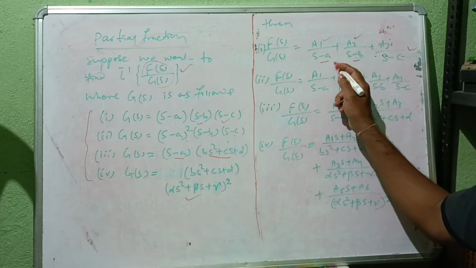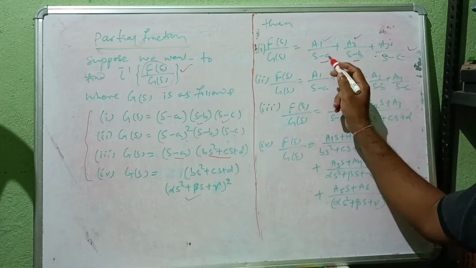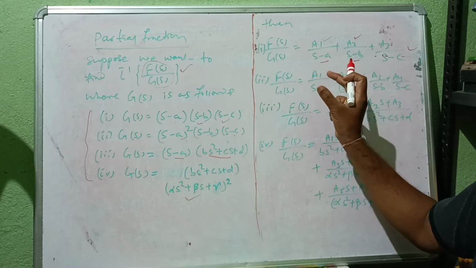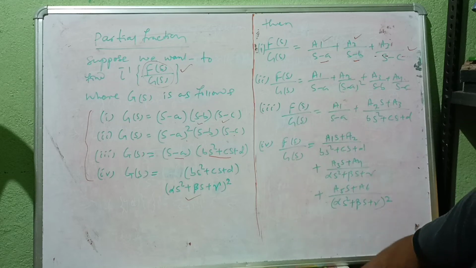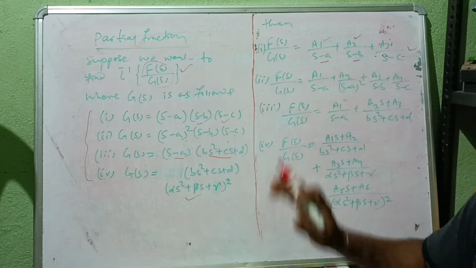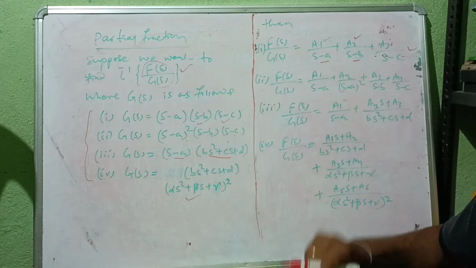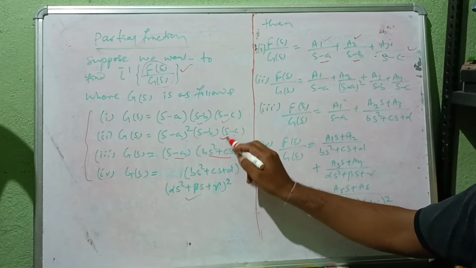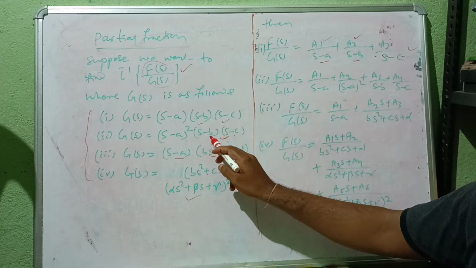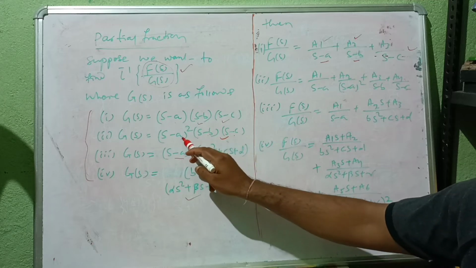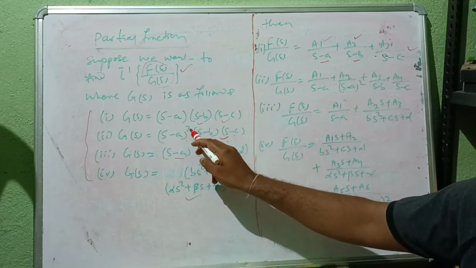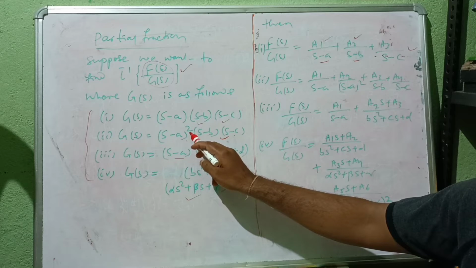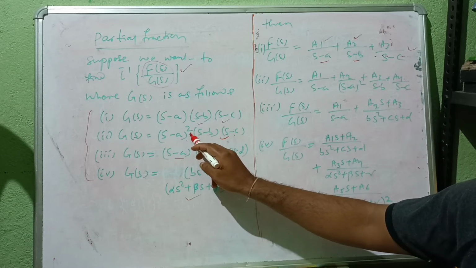Now we can take the LCM, then compare the coefficient of power of s, right? We will solve this problem. Just write this format. Then in the second case, if it is a product of linear factors, and one linear factor has the power 2, meaning square, s minus a square.